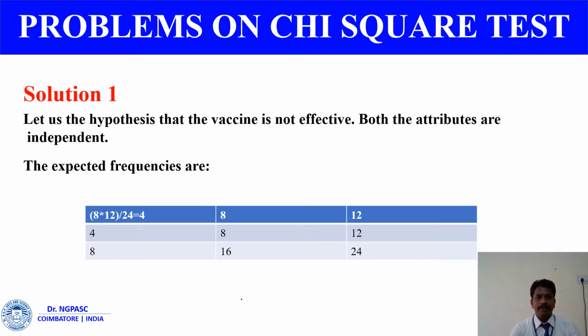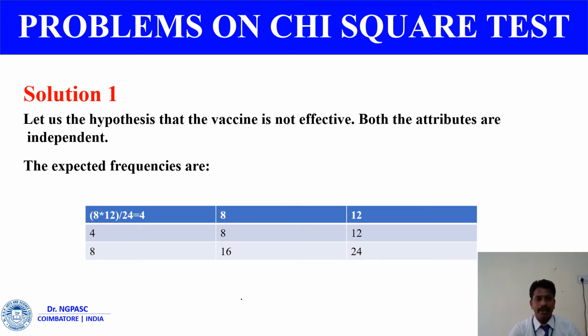Solution of problem number 1. Let us take the hypothesis that the vaccine is not effective; both the attributes are independent. Next, to calculate the expected frequency. The expected frequency of an entry is the corresponding column total into the corresponding row total divided by the grand total. This is the formula: row total into column total divided by grand total.